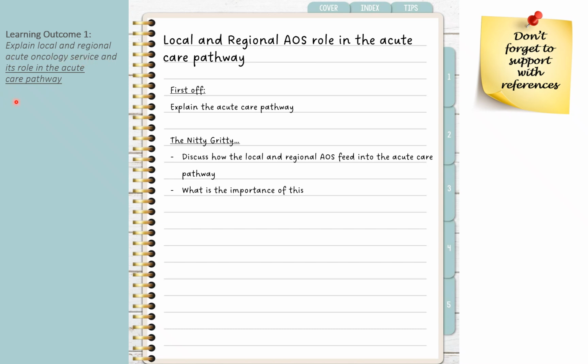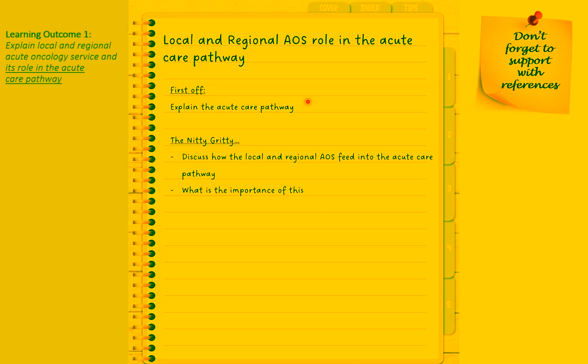So the second subpart of Learning Outcome 1 is the role within the acute care pathway. So first of all, you need to explain the acute care pathway. So you need to demonstrate your knowledge and understanding of what the acute care pathway is. And then you need to apply this to your local and regional AOS. How do those two, the local and the regional AOS services, feed into that acute care pathway?